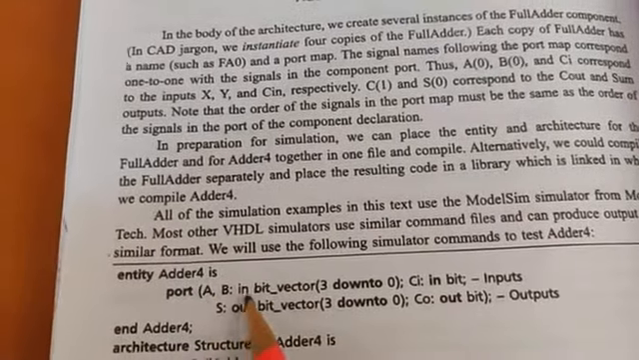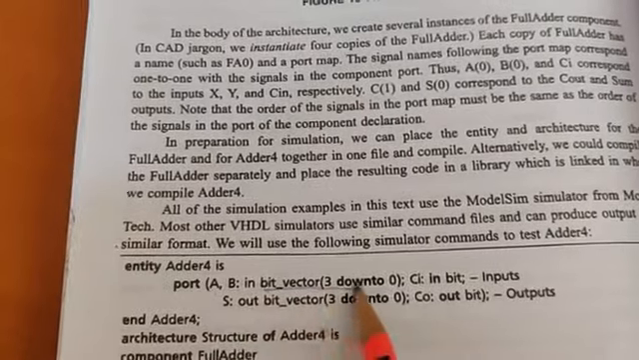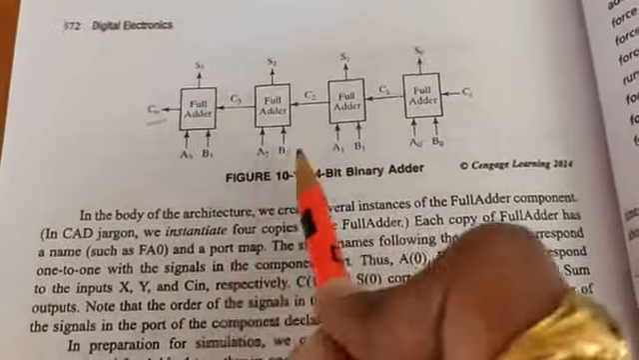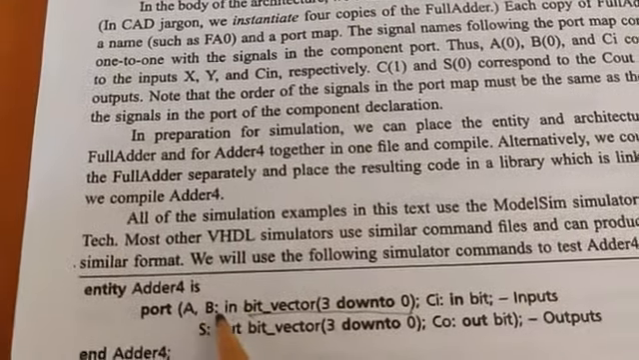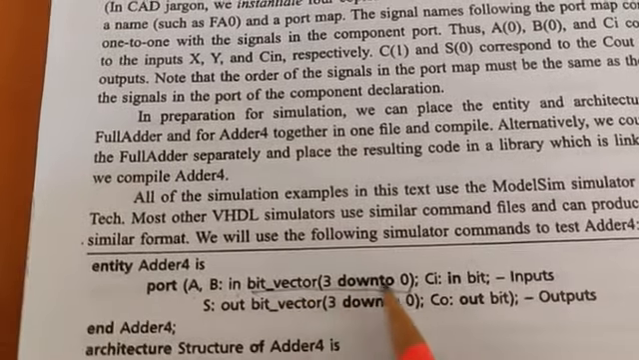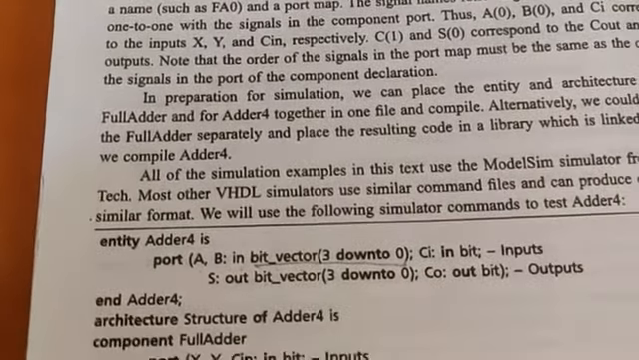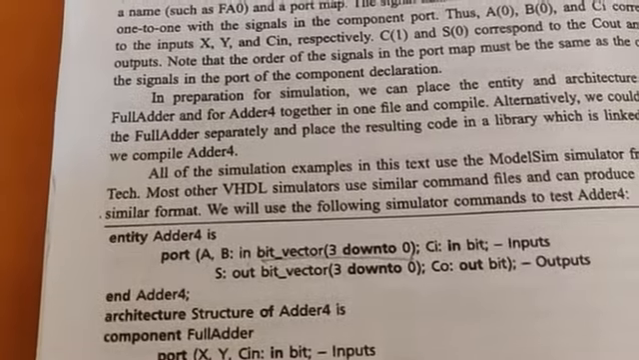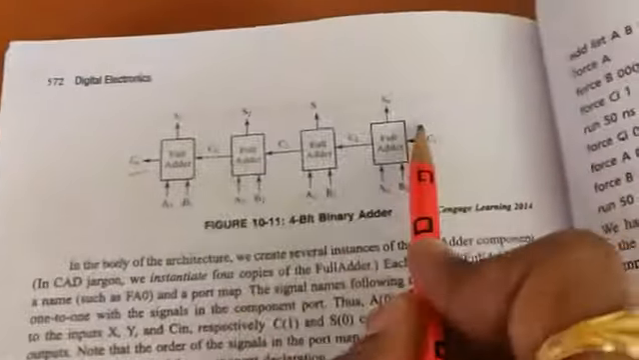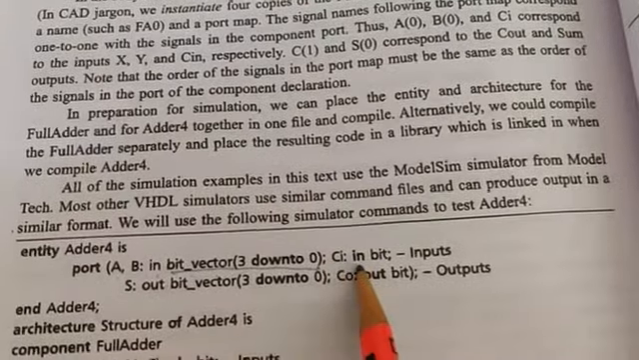So what are you going to do? A, B: input bit_vector 3 down to 0. Rather than using A0, B0, A1, B1, A2, B2, A3, B3, they have written A, B: in bit_vector 3 down to 0. 3 down to 0 means you can use A and B 4 times. Similarly, for C input, we have not specified bit_vector. C in is a bit because we have only one input, C in.